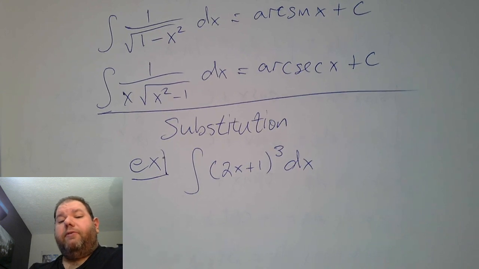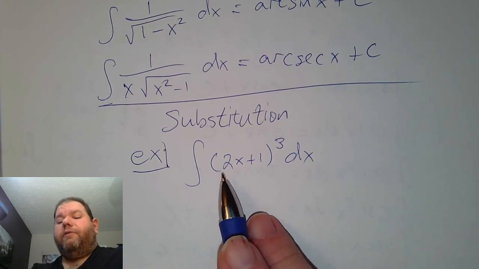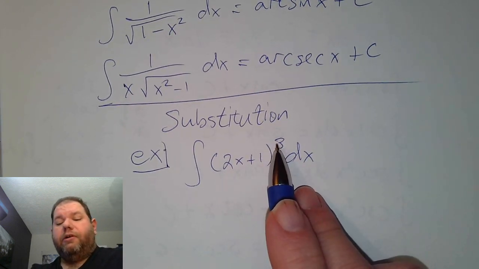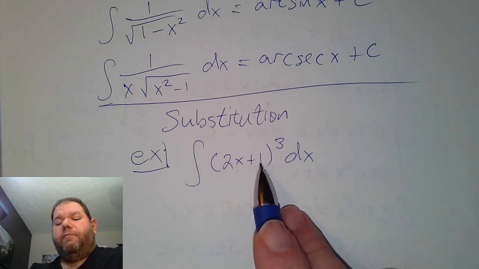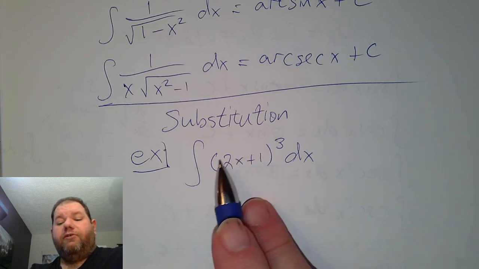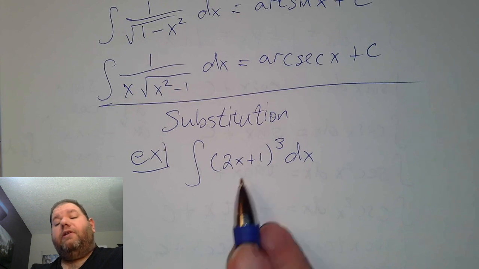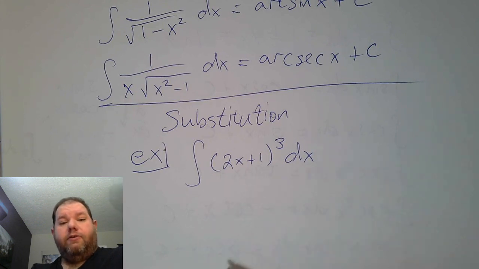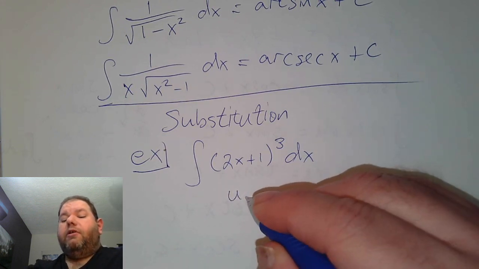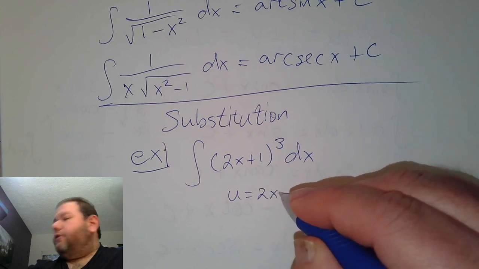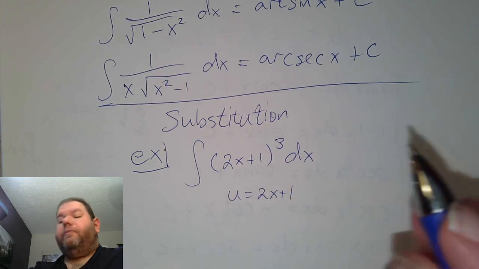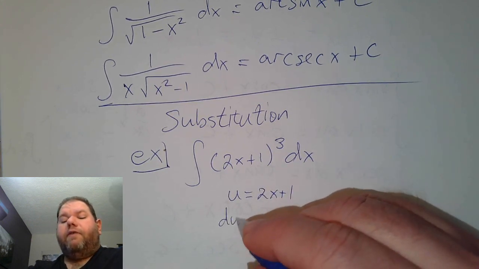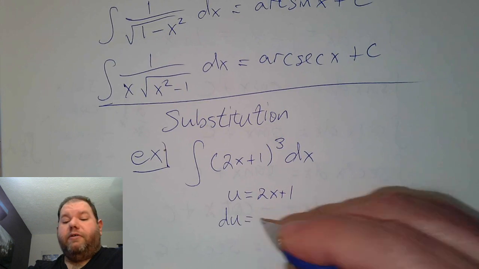And what we have to do is, because we recognize we have an expression to a power, and more importantly a linear expression where its derivative is just a constant, we can do a u substitution here. We can let u equal 2x plus 1. We also have to find its derivative. The derivative here is 2.